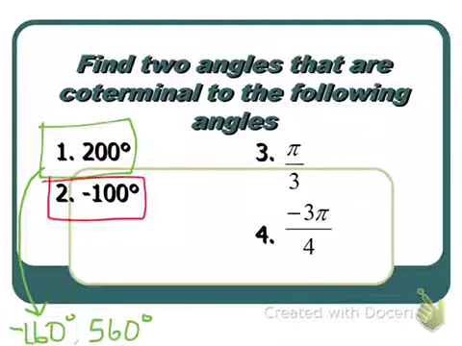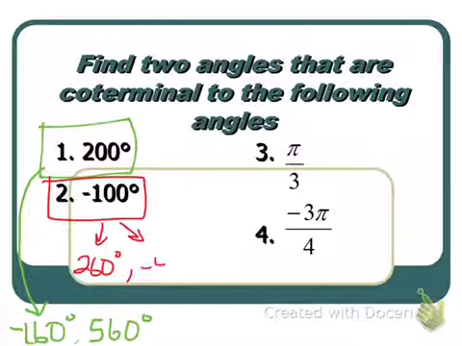Bryce, what about negative 100 degrees? What's a coterminal angle to negative 100? I don't know. Yeah, you do. Add 360. What do you get? 260, see? And if we subtract 360, what do we get? Negative 460 degrees. So to find coterminal angles, we add 360 and subtract 360.